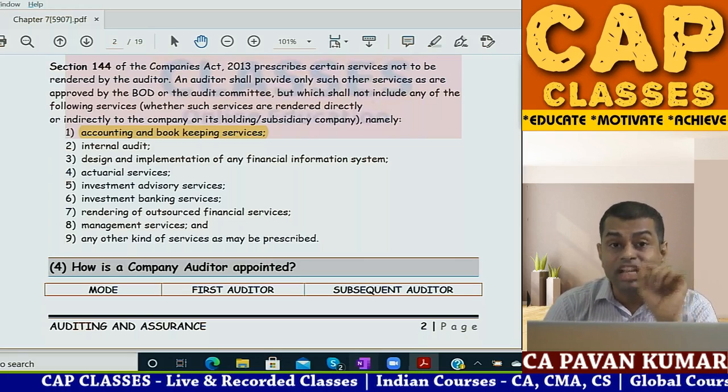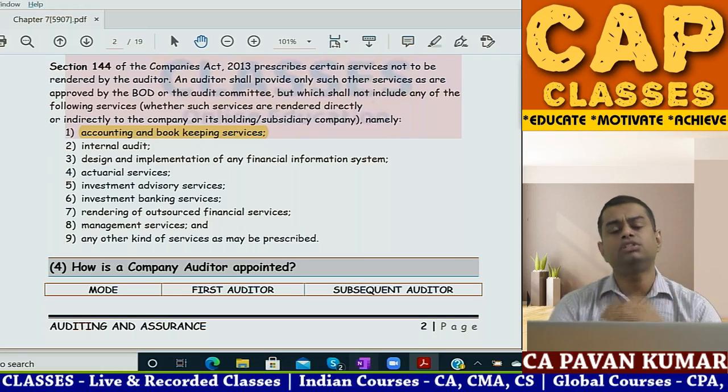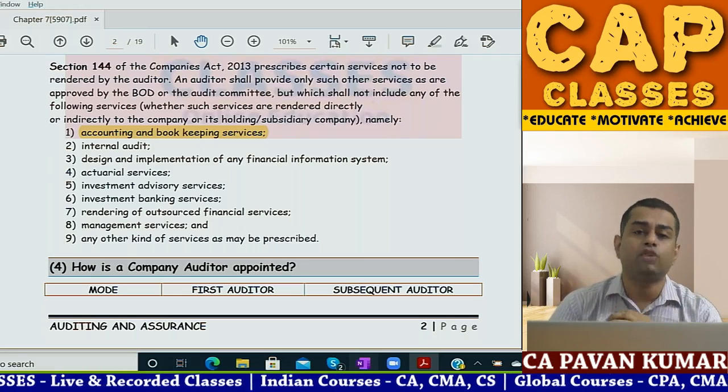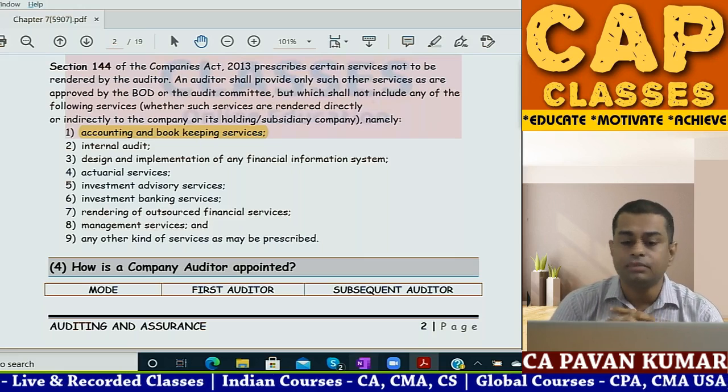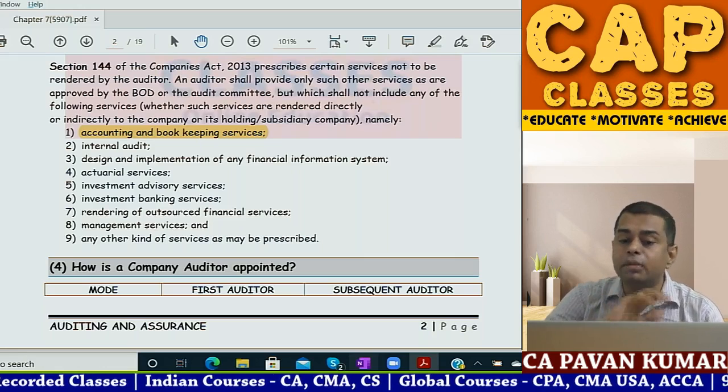Important for MCQs also, important for case studies also. Or they might ask you a straight theory question also. What are the services prohibited under 144 of the Companies Act? That's it. Now, we are going to the next part, that is the appointment of auditor.